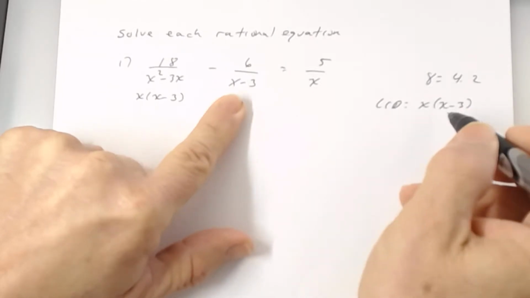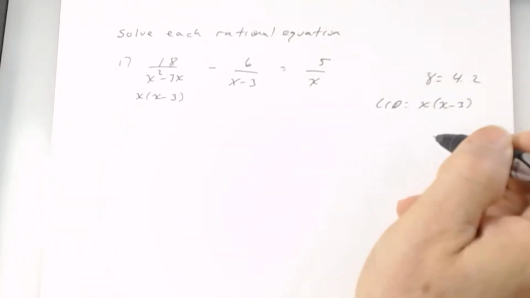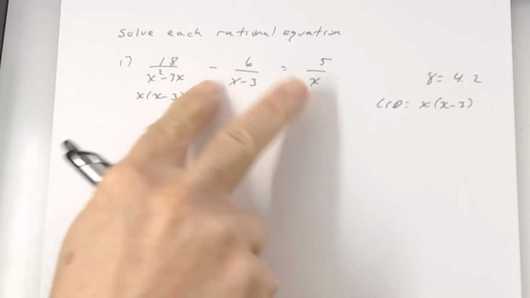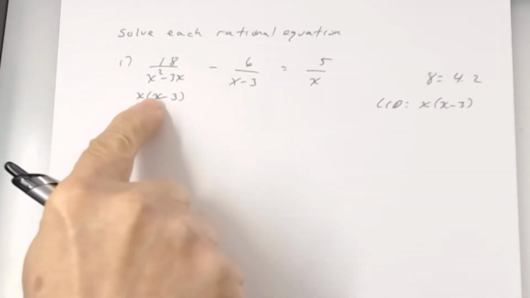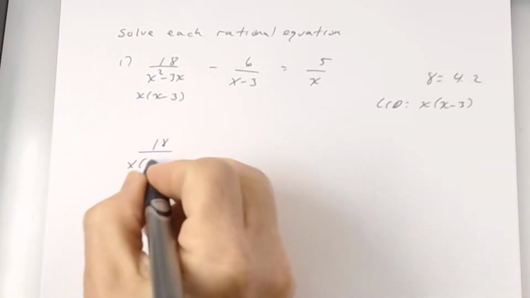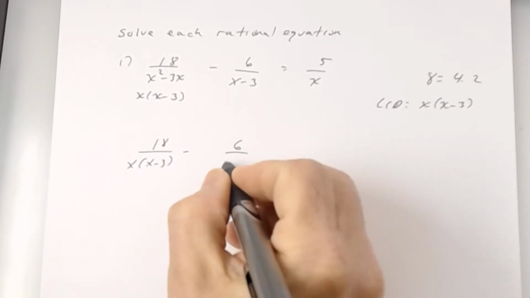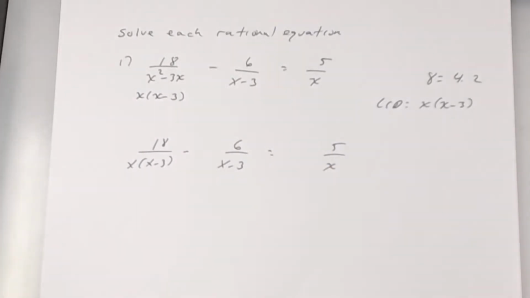X minus 3. I already have it, right? What's my other factor? I already have it. So there's your LCD. Once you find your LCD, then we're going to multiply both sides by this LCD. So I'm going to go ahead and rewrite this over using this, though. That's factored. So I have 18 divided by x times x minus 3 minus 6 divided by x minus 3 equal 5 over x. All right, I just rewrote the problem with the denominators factored.